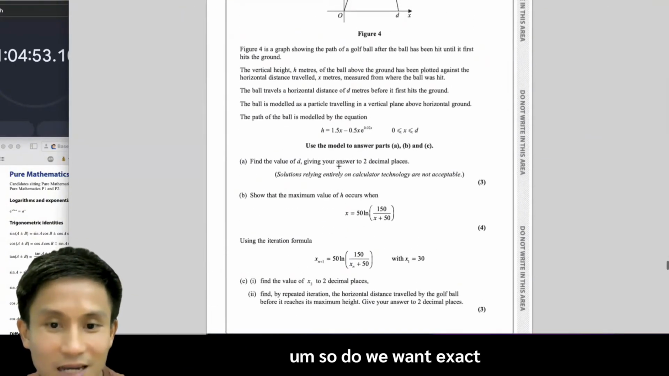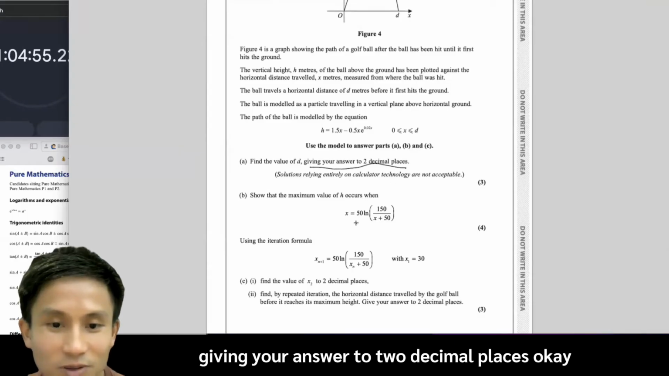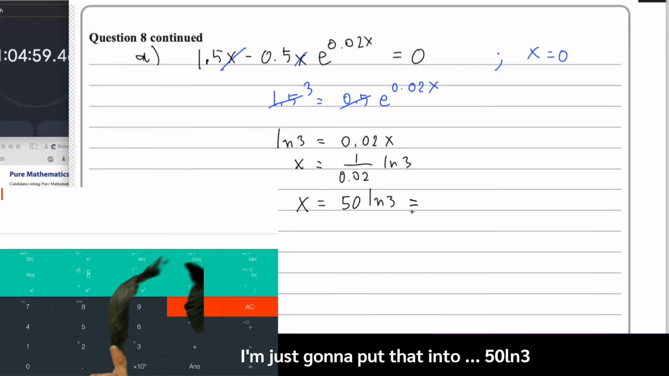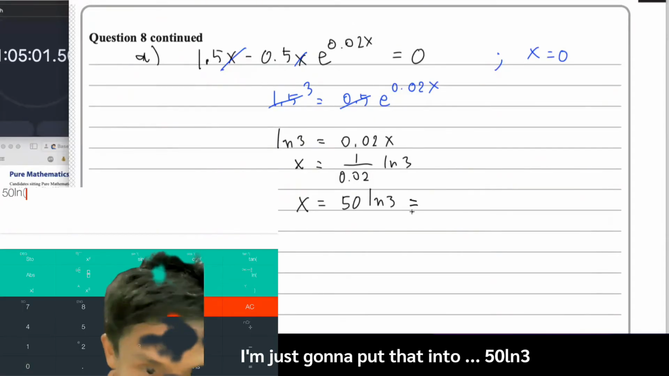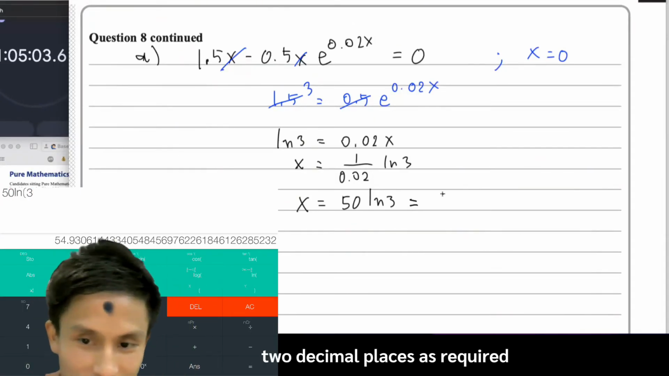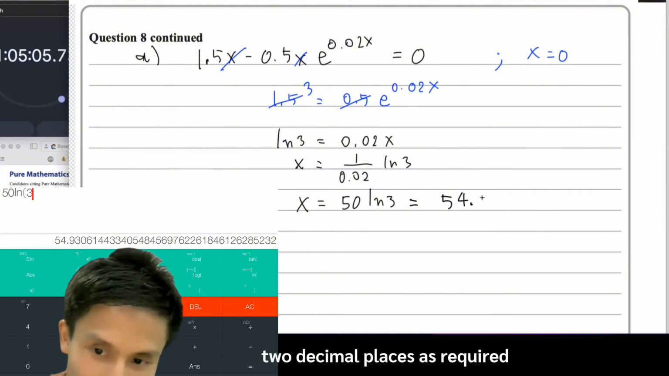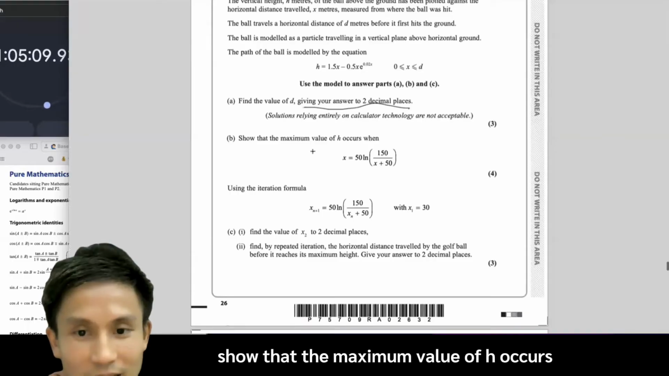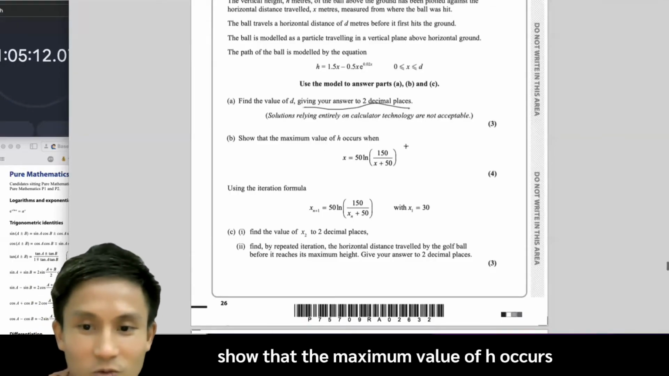So do we want to get exact? Giving your answer to 2 decimal places. Okay, I'm just going to put that into the calculator, 50 ln 3, 2 decimal places as required. Okay, that's A. Show that the maximum value of h occurs when that.